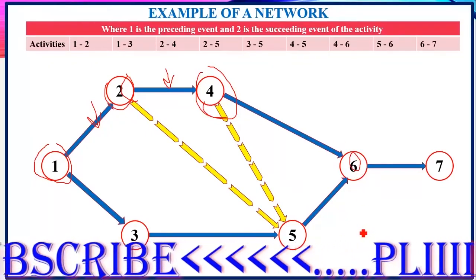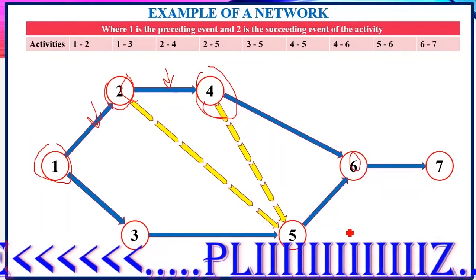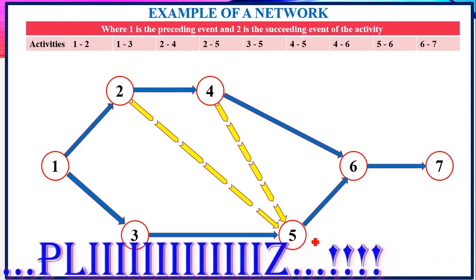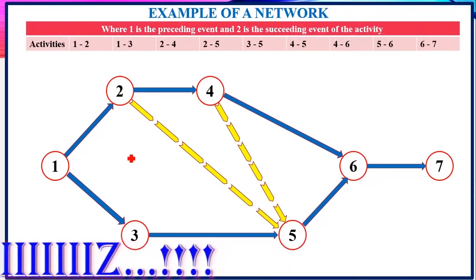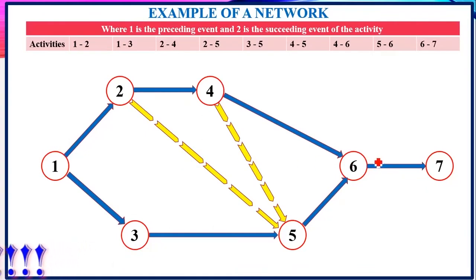You look at that, that rule is also followed. The other thing that we need to check, do we have any dangling activities? No, all of them are connected forward. They are all connected forward, and none of them is disconnected from the main network.